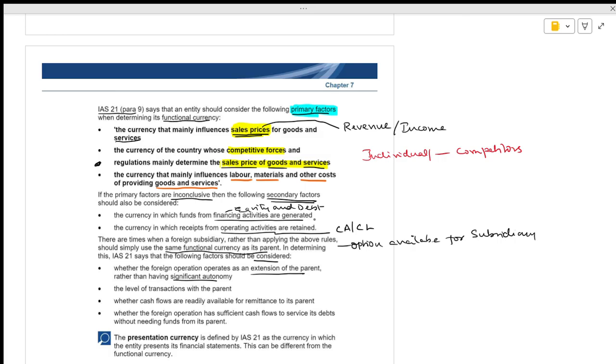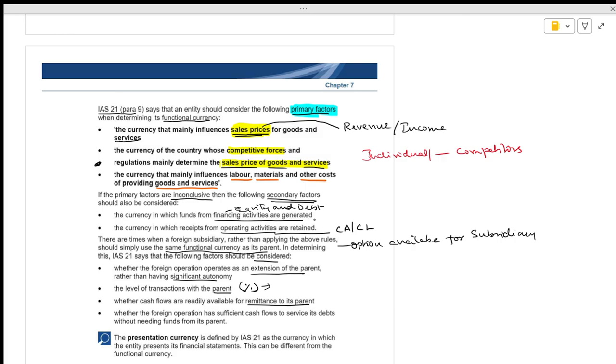a franchise, or a dealership. You should make sure how it will happen. Sometimes banks are the extensions. Banks have foreign operations. When we talk about foreign operations, this is the extension of the parent. The level of transaction with the parent in terms of percentage terms also. If the contribution of a foreign operation is more influential, then we have to think over it. Whether cash flows are readily available for remittances to its parent.